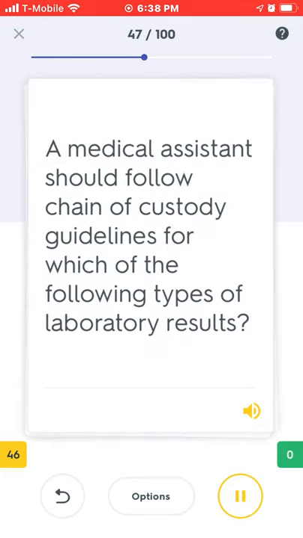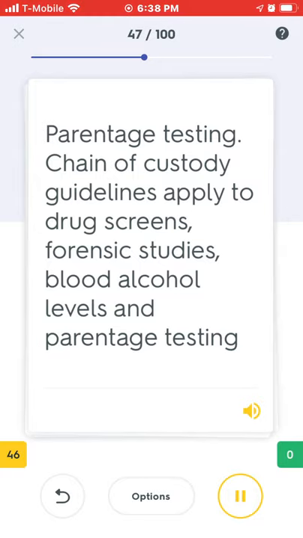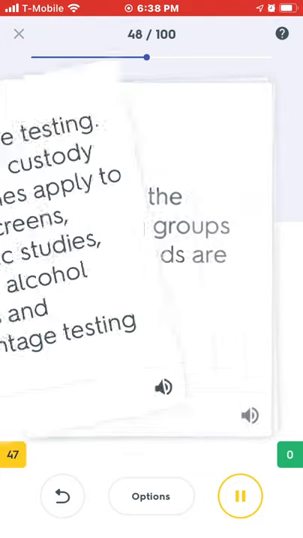A medical assistant should follow chain of custody guidelines for which of the following types of laboratory results? Parentage testing. Chain of custody guidelines are applied to drug screens, forensic studies, blood alcohol levels, and parentage testing.